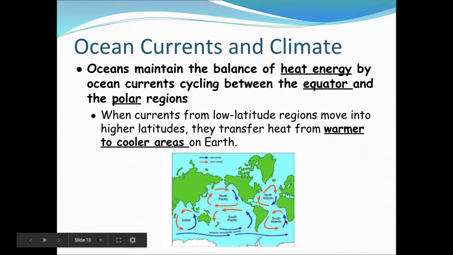Cold water moves towards the equator. So this one's going up to the equator. This one's going down to the equator. This one's going down to the equator. This one's going up towards the equator.